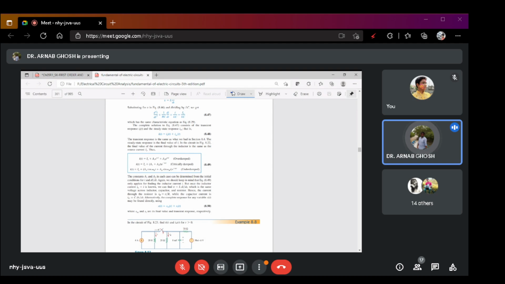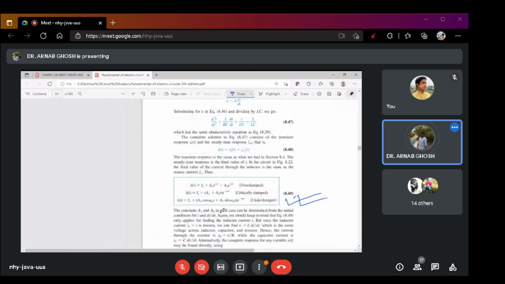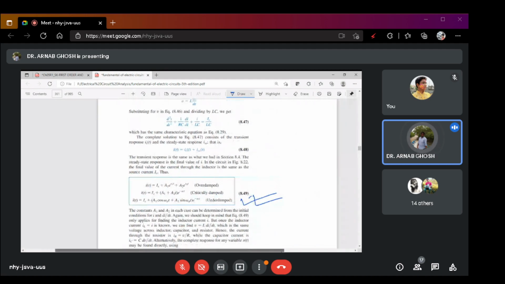See, this is your general expression. Please remember this. These are the general expressions for the overdamped condition, the critically damped condition, and the underdamped condition. What is IS? IS is your source current. Please look at these general expressions. I think this will be easier again, like the natural response.